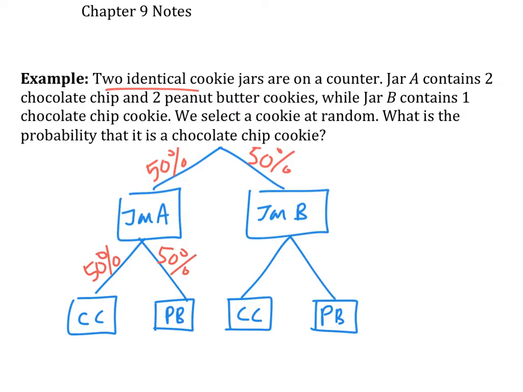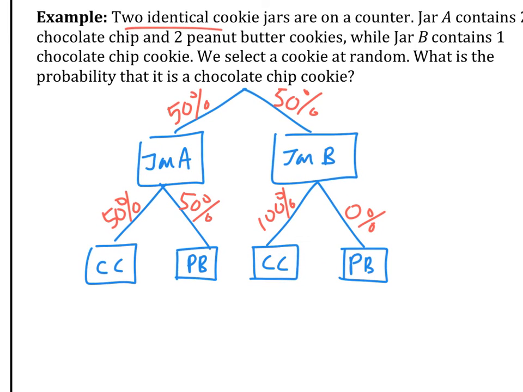Okay. Now let's look at jar B. If you happen to pick jar B, it only has 1 chocolate chip cookie. So what's the chance of you picking a chocolate chip cookie? Has to be 100%. You have no other cookies to choose from, and there's no way you can actually get peanut butter because it doesn't exist.